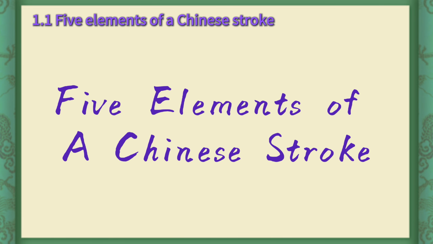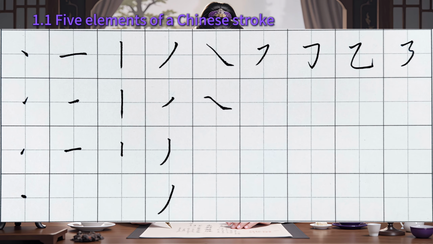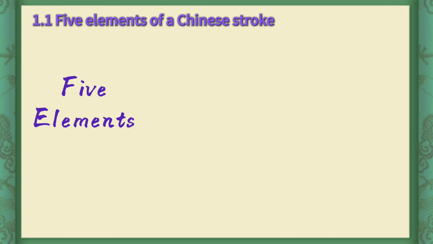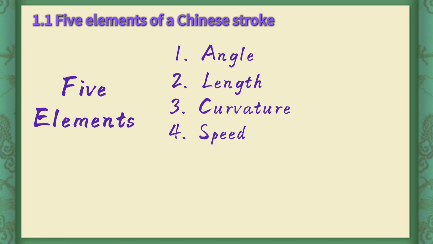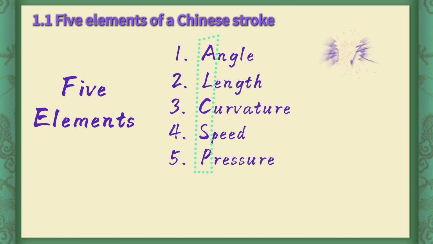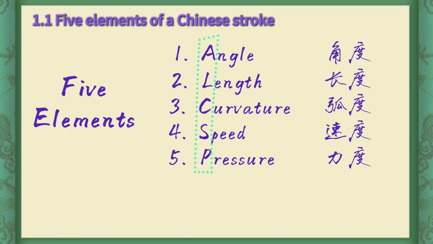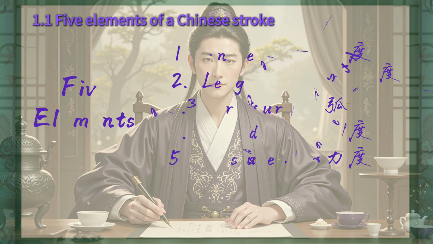Let's start with 5 elements of strokes. If we look at different strokes, there are 5 elements that we can use to analyze, learn, and write them. The 5 elements are angle, length, curvature, speed, pressure. You can remember them by ALCSP, or 角度、长度、弧度、速度、力度 in Chinese. Let me introduce them one by one.